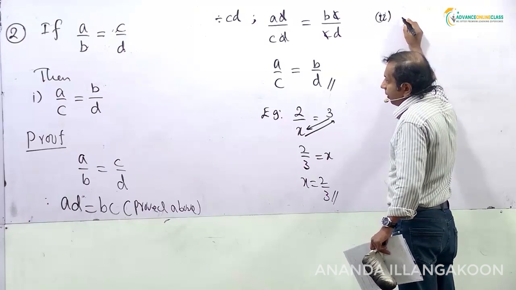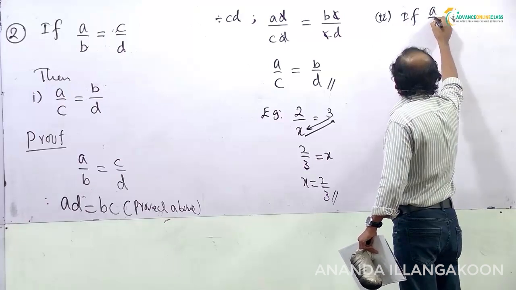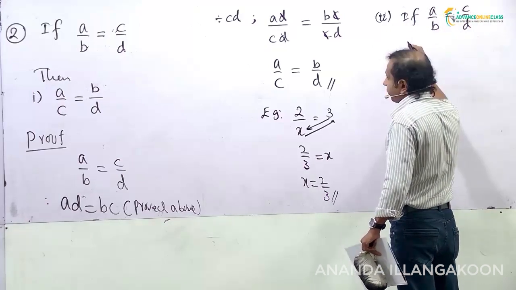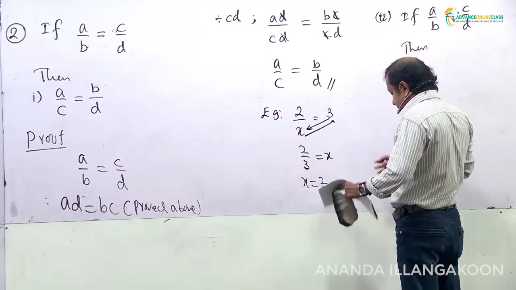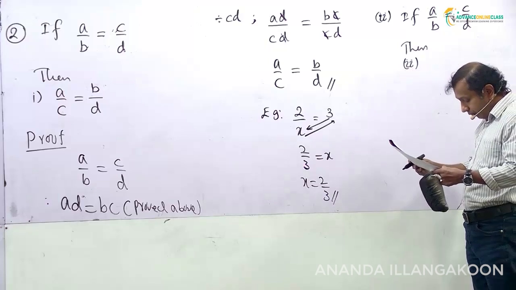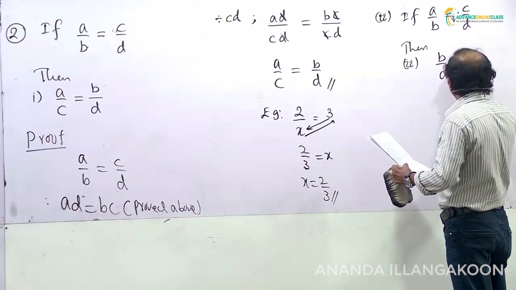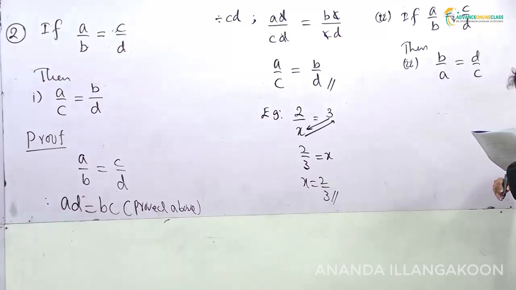The second one is asking: if A over B is equal to C over D, then the second one in the question asks to show this way: B over A is equal to D over C.